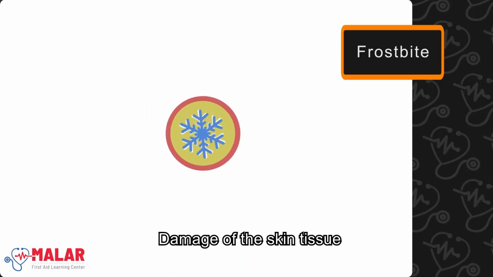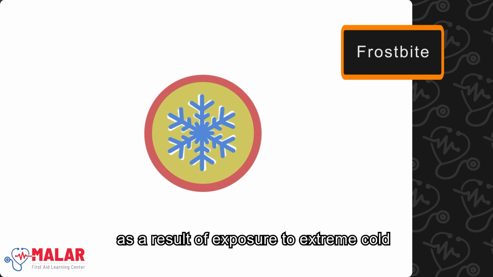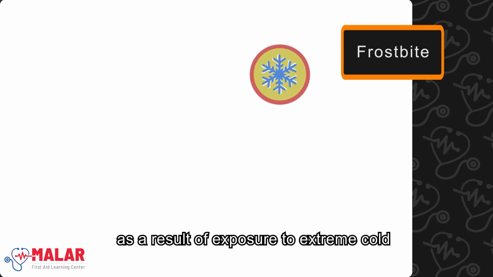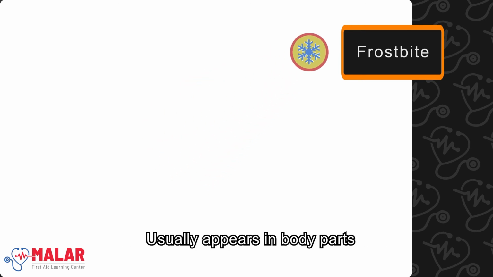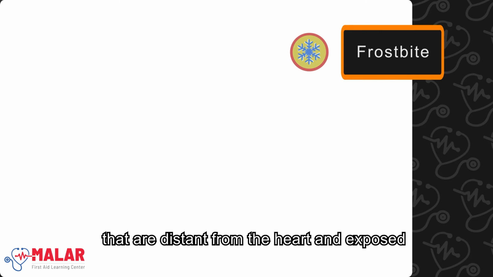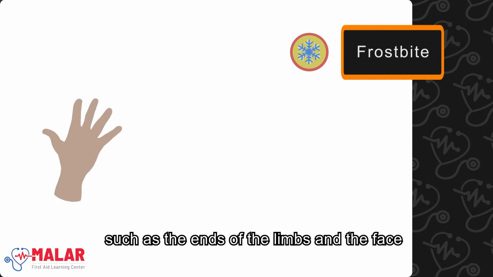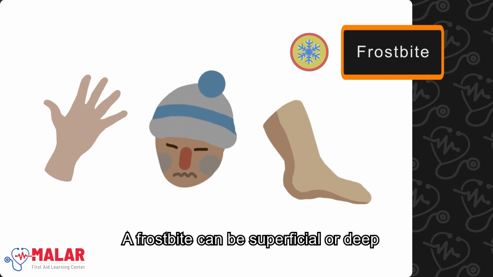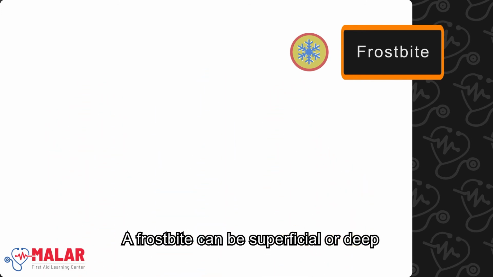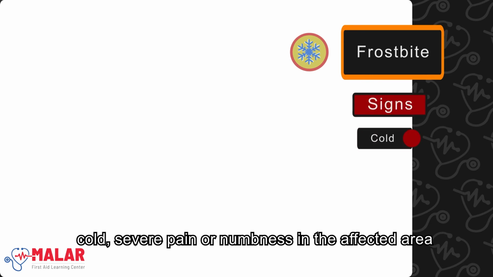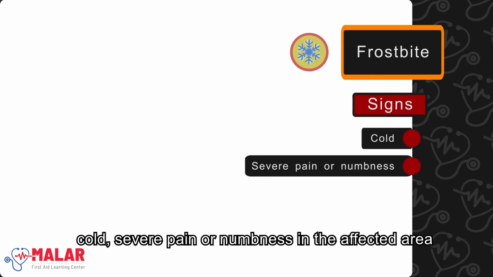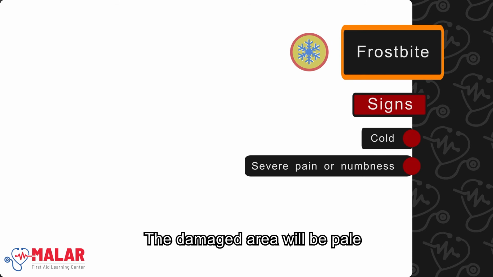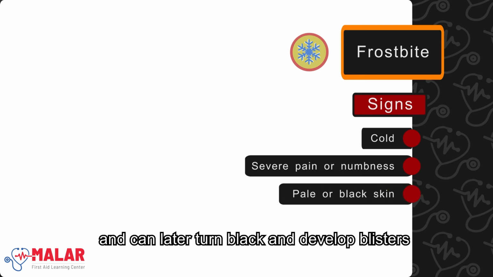Frostbite. Damage of the skin tissue as a result of exposure to extreme cold. Usually appears in body parts that are distant from the heart and exposed, such as the ends of limbs and the face. A frostbite can be superficial or deep. Signs: cold, severe pain or numbness in the affected area. The damaged area will be pale and can later turn black and develop blisters.